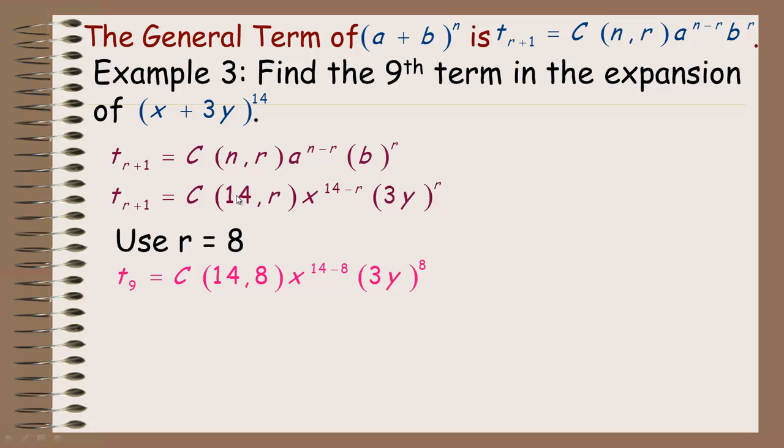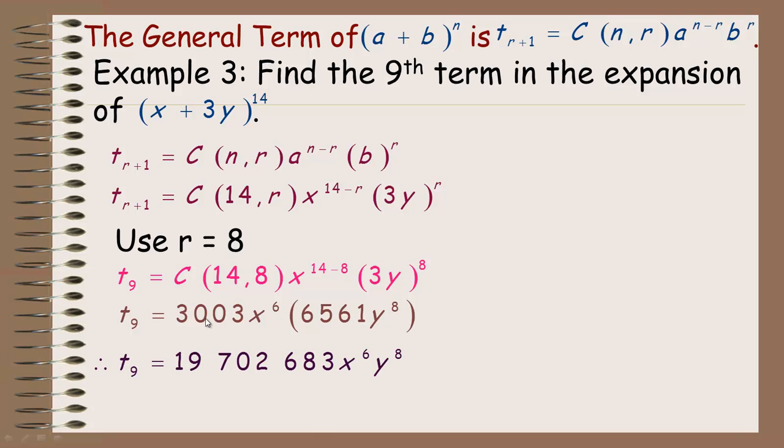So we're putting 8 in place of r, so the combination is 14 choose 8. And then x to the power of 14 minus 8 here. And then 3y is raised to the power of 8, again, because we're putting 8 in place of r. So 14 choose 8 is 3003. 14 minus 8 is 6. 3 raised to the power of 8 is 6561. And of course y to the power of 8. So we multiply these together. 3003 times 6561 is 19,702,683, and then x to the 6, y to the 8th. So that's what the ninth term would be.